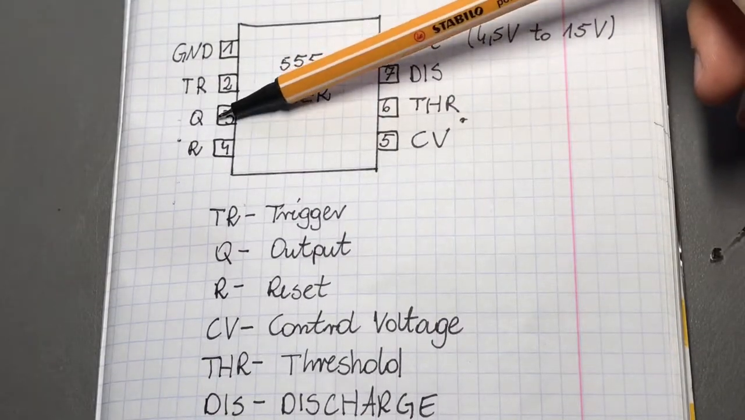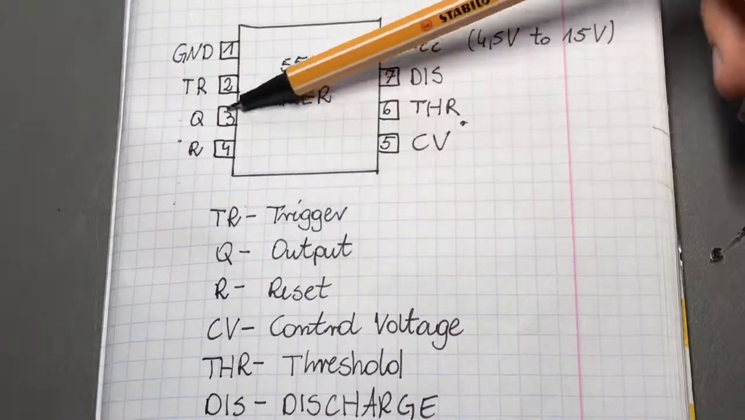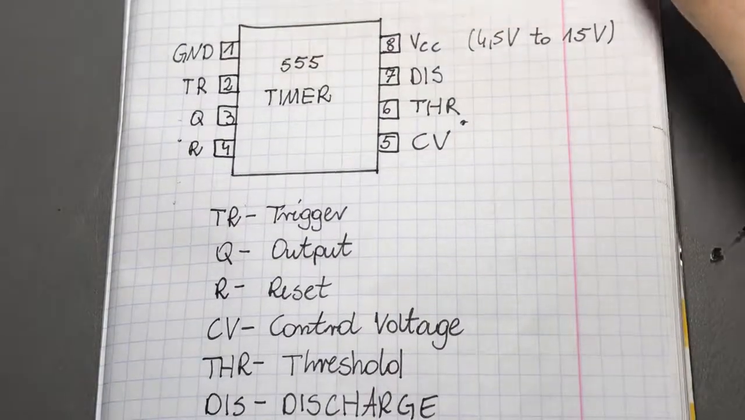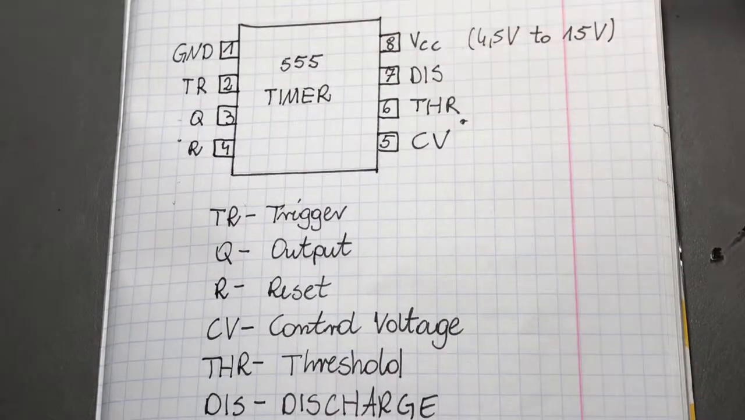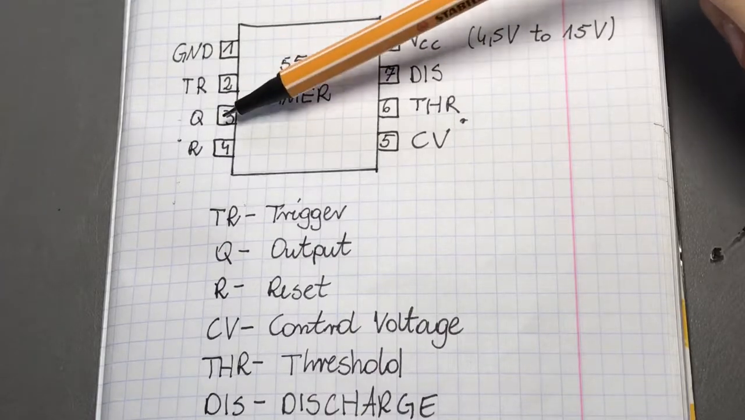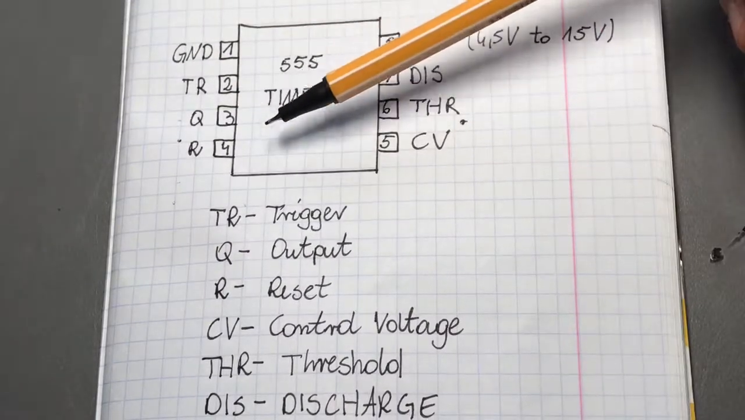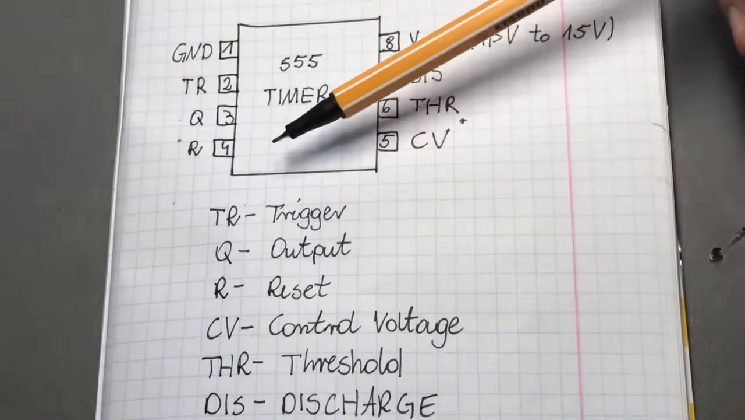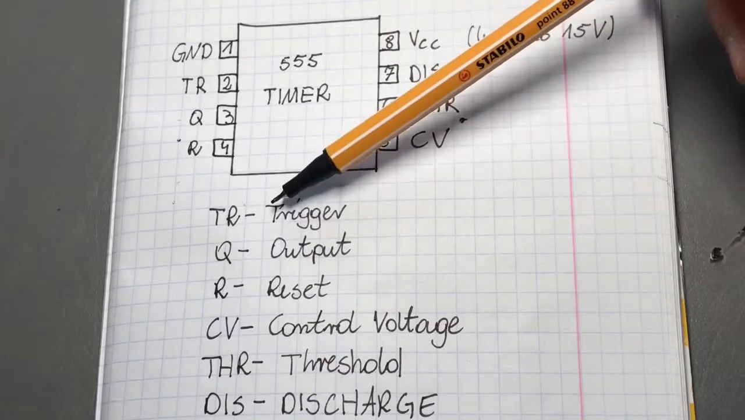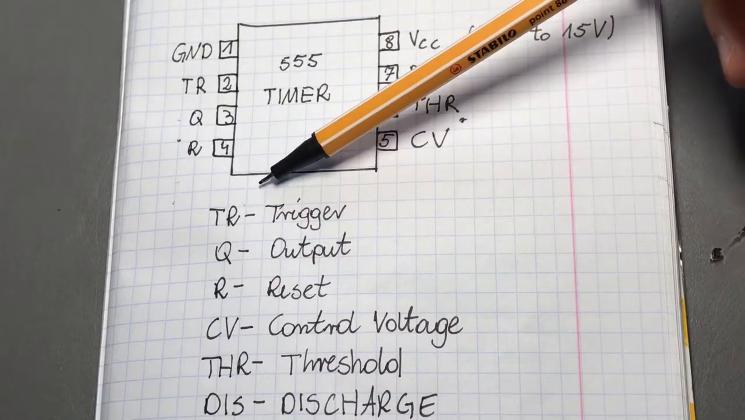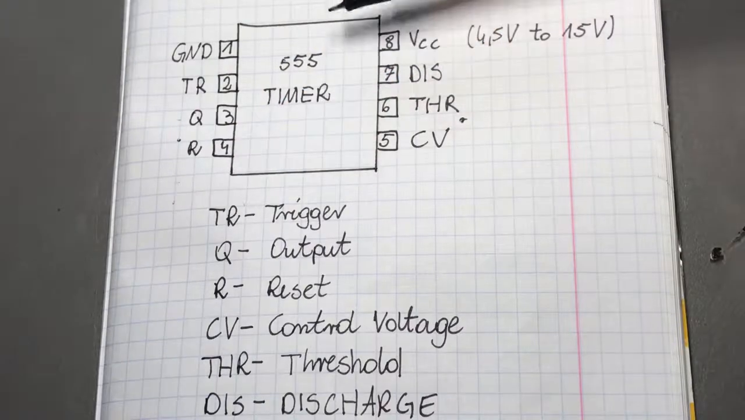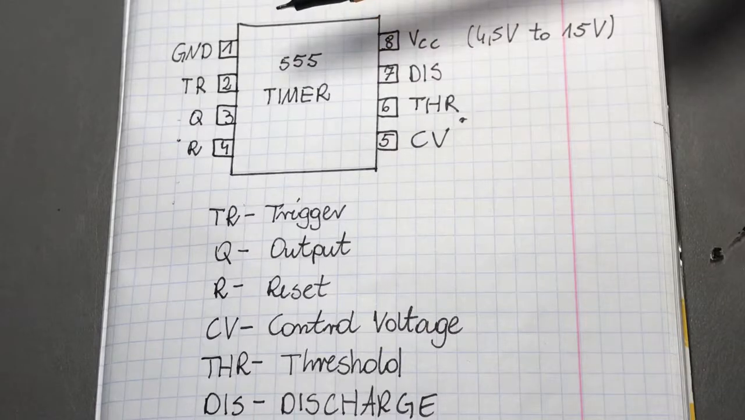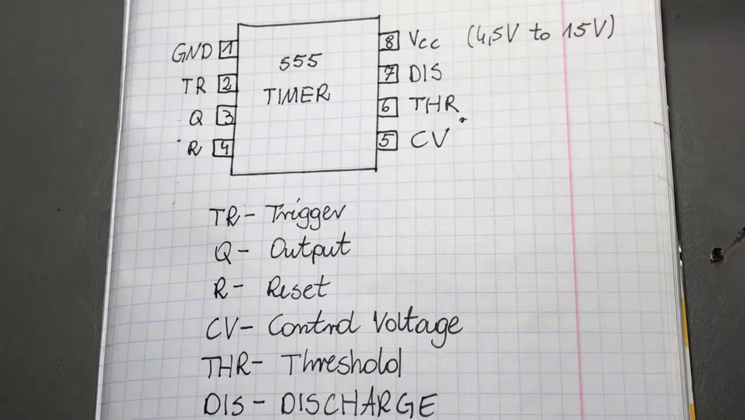The third one is just the output of our wave. If everything is connected in a good way, and we supply the voltage to pins 1 and 8, we have the output waveform on the third pin. The fourth one is reset. If we turn it into the high state, it will reset all the internal circuitry and discharge the caps that are connected externally.